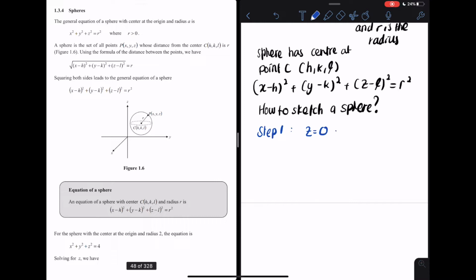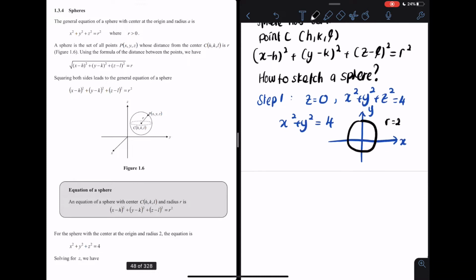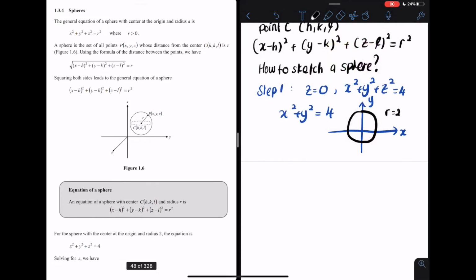Let's say we have this equation, x squared plus y squared plus z squared is equal to 4. By letting z equal to 0, you will get x squared plus y squared is equal to 4. So when you try to illustrate this equation in a 2-dimensional coordinate system involving the y and x axes, eventually you will end up with a circle centered at the origin and having radius r equal to 2. So let's move to step number 2.